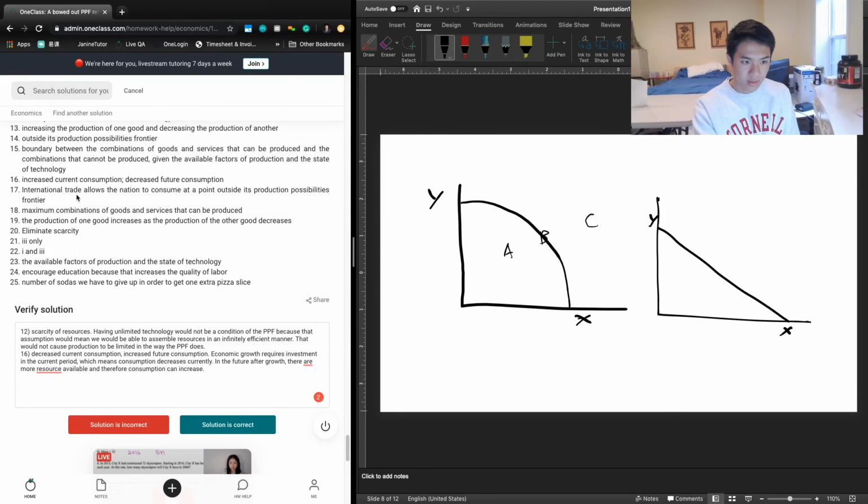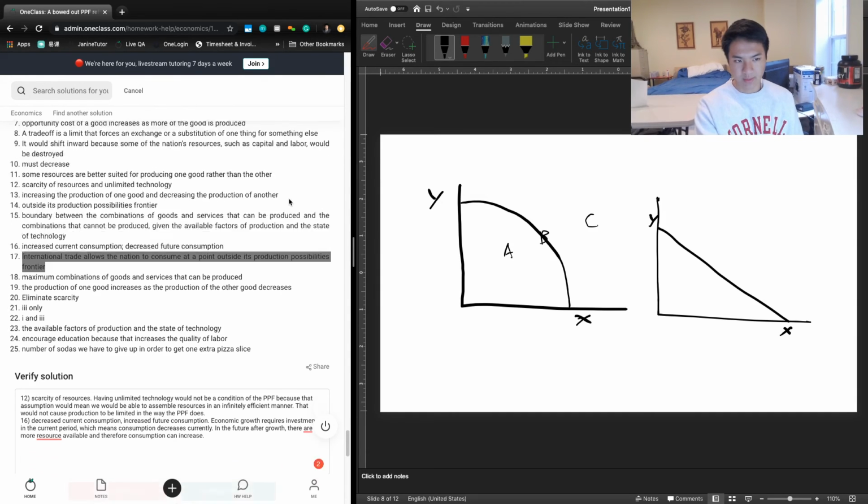So let's see, question 17. Yeah, international trade allows the nation to consume at a point outside its PPF. Great.